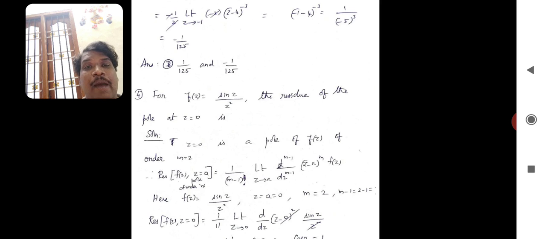So now we can apply the residue formula. I am just writing the residue formula. Res f of z comma z equals a, where a is a pole of order m, which is given by 1 by m minus 1 factorial limit z approaches a d power m minus 1 by d z power m minus 1 into z minus a power m into f of z.